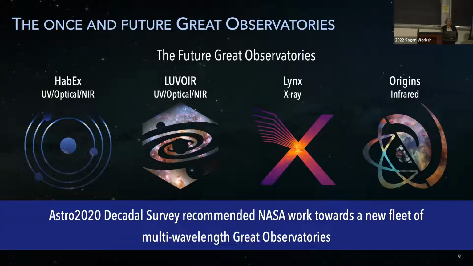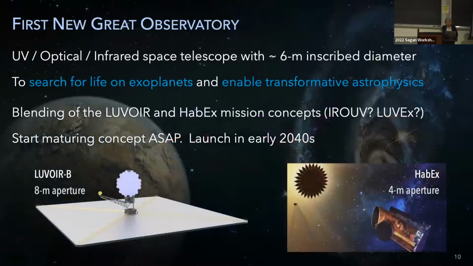Last November, we found out what the Decadal Survey thought, and they said that the time has come for NASA to work towards a new fleet of multi-wavelength great observatories, more powerful than the first generation. Astro 2020 also recommended that the first of the new great observatories be a large UV optical infrared space telescope with a roughly 6-meter inscribed diameter. If there's time later, I can explain what the keyword inscribed is about.